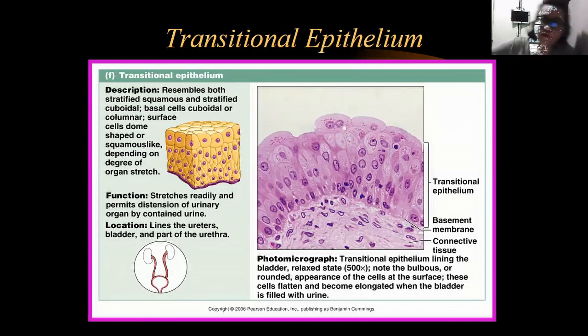What's happening to my face? Is this cuboidal, stratified, or elongated?